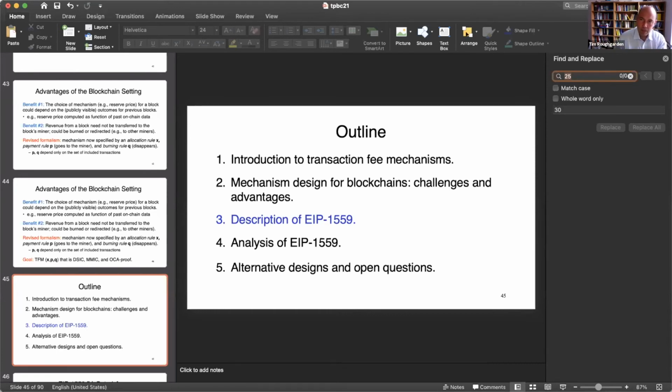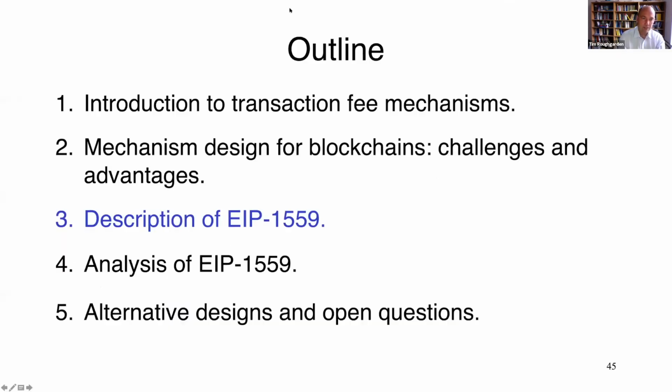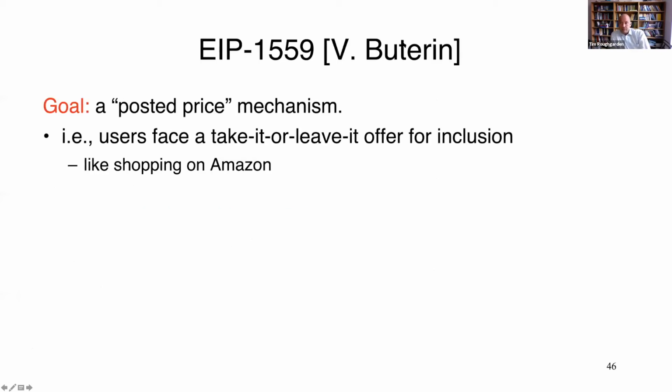All right. So now we know what we want. We want a transaction fee mechanism that's DSIC, MMIC, and OCA proof. To what extent does 1559 fit the bill? All right. Well, let me tell you what it is. Okay. So again, this is a proposal developed by Vitalik Buterin, the founder of Ethereum. And so let me tell you exactly how it's going to work.